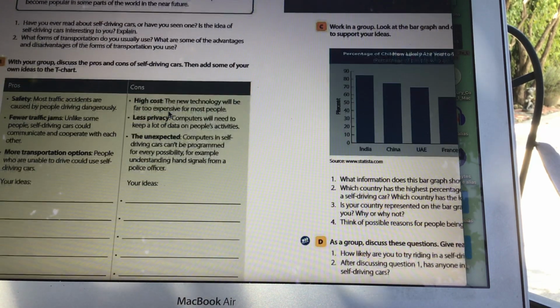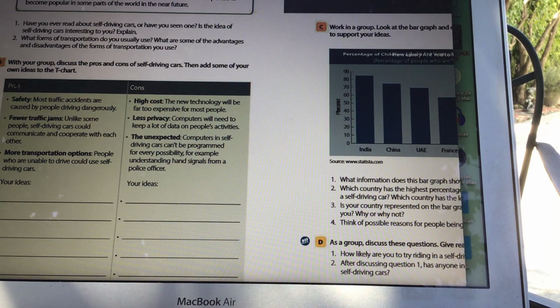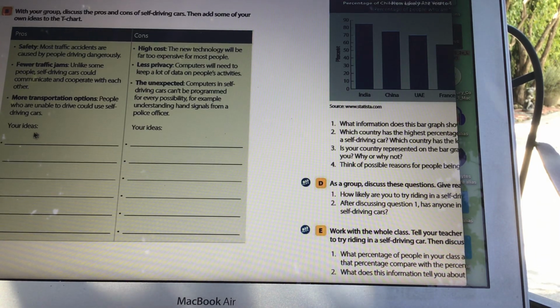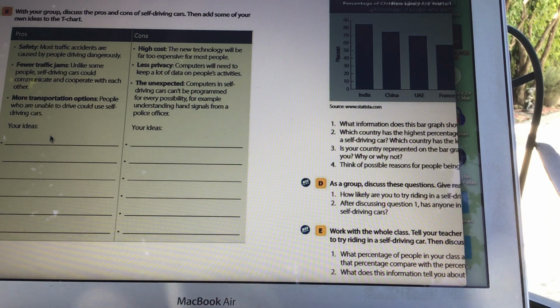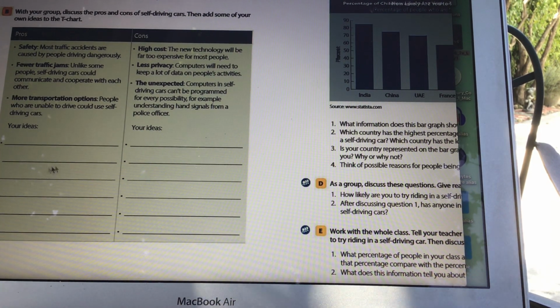On the next part, we see two columns. In the left column are pros, which means positive things, good things. And on the right side are cons, or negative things. What I'd like for you to do is think of as many of the pro or good things about self-driving cars that you can think of. What is good about self-driving cars? What advantages would self-driving cars be to humans? Make a list, as many as you can.